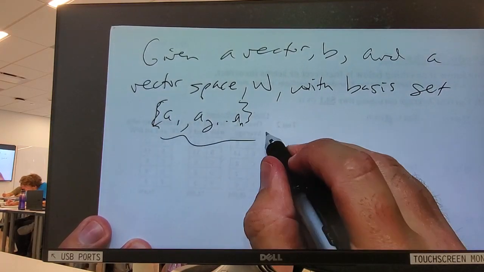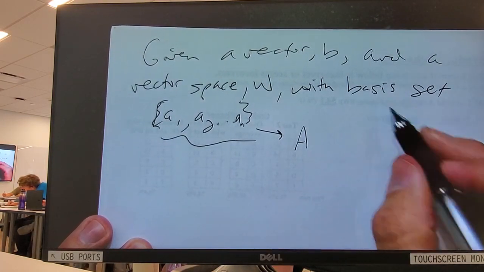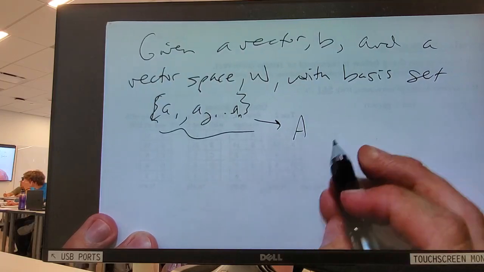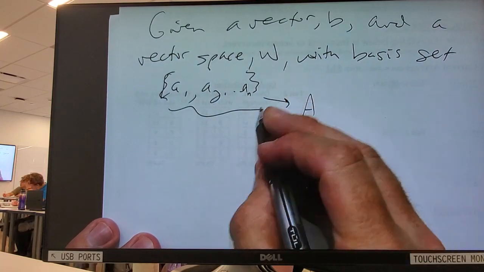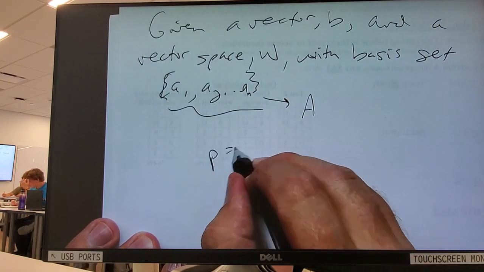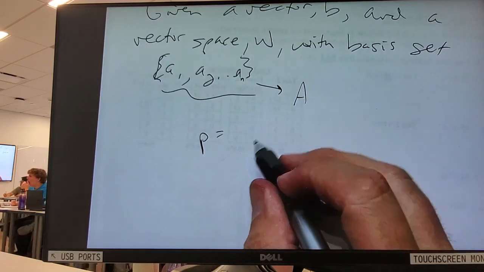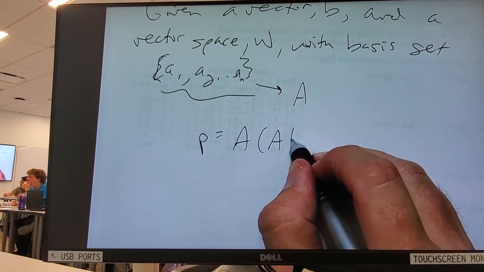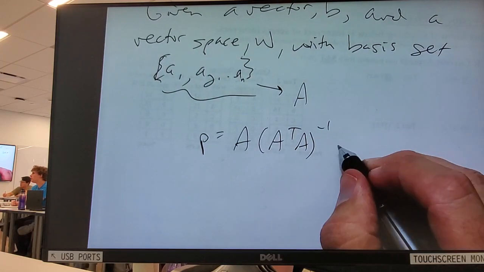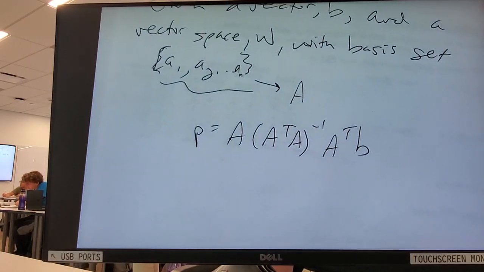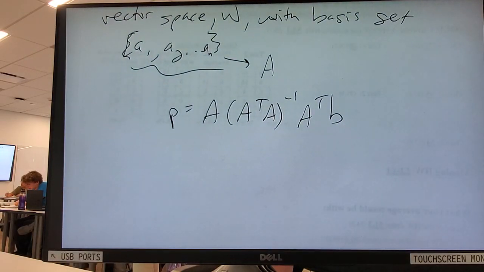So first off, we put these into a matrix A. And then here is the long and short of it. We found the projection vector using this incredibly obvious series of steps.